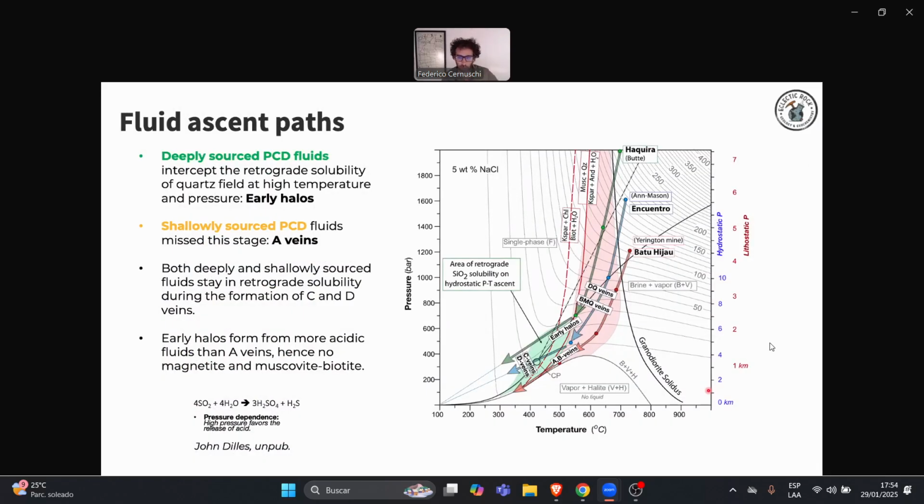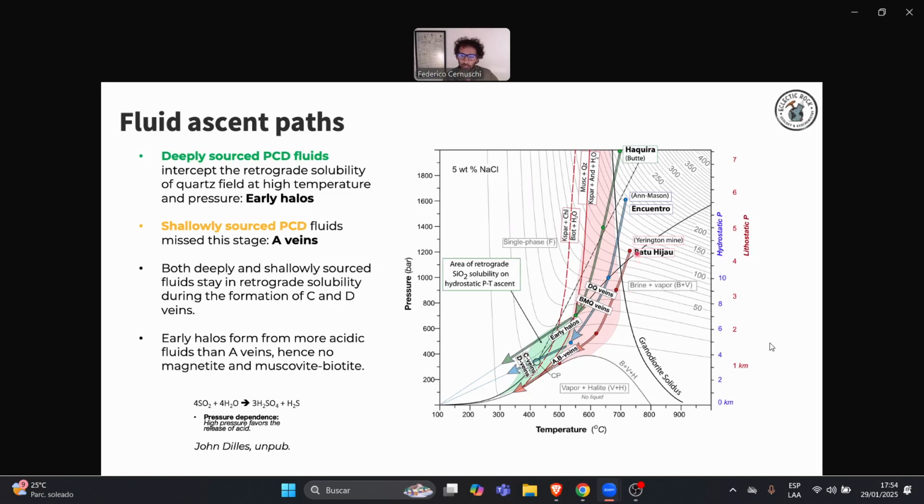So then what's different between early halo type porphyries and A-vein type porphyries? Because the temperature of precipitation of the copper and the timing seems to be very similar, right? What we think is different is the pressure, and that's what ties back to the depth of formation. So this diagram is pressure against temperature, and you see these gray lines are the solubility of quartz.